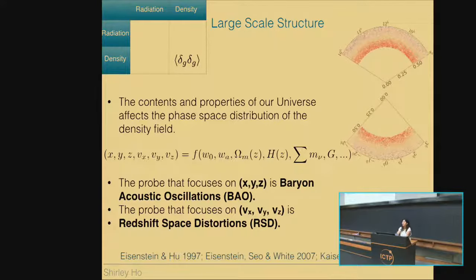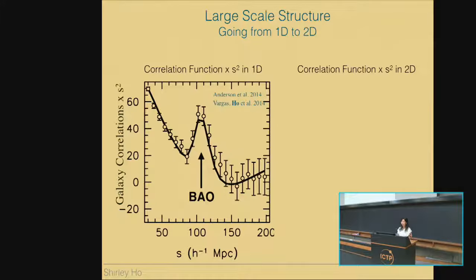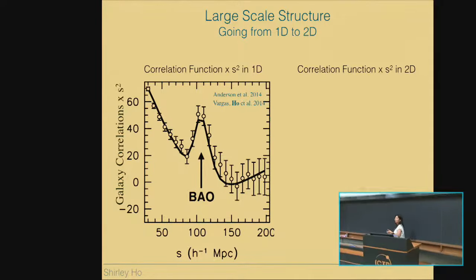I'll describe the effect, and the derivation is actually in your notes. So let's just go from what we learned yesterday to what we will learn today. We have the correlation function in 1D. This is the one with the little bump, the very interesting excess probability of finding another galaxy 100 megaparsec over h away, right? So that's that little bump.